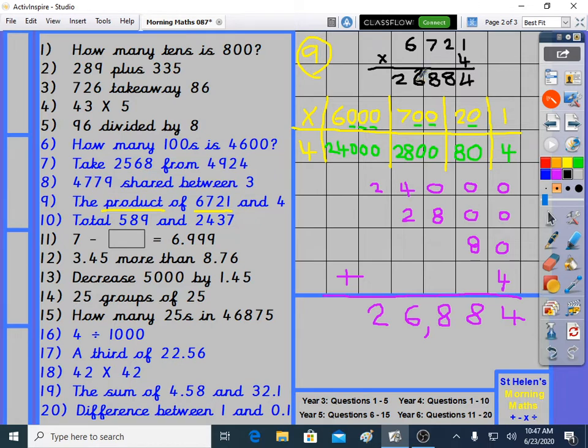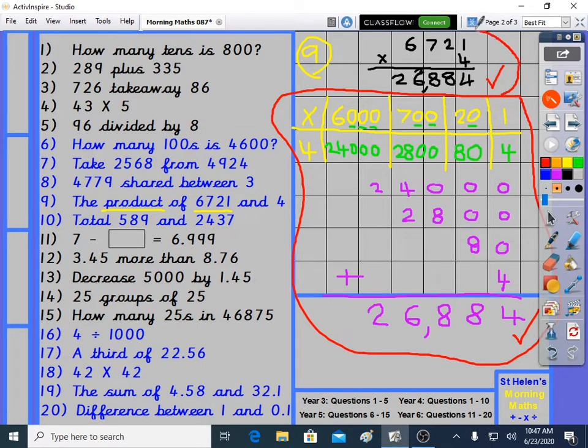You need to know how to do one of these methods and be getting them right. I'm pretty sure we're right, because that is the same as that. You need to know how to do either the grid method, which is this big old method down here, or the standard method. If you really understand your multiplication, you'll be able to do both, which would be excellent. Time for question 10.